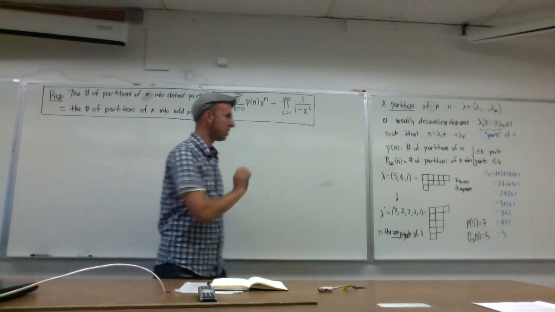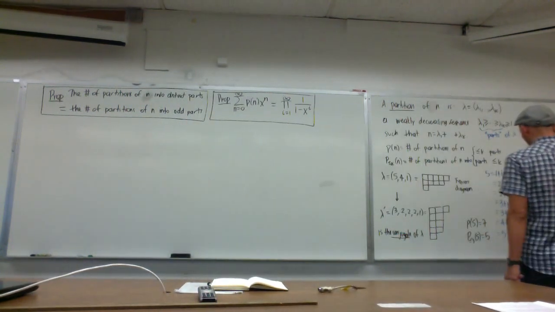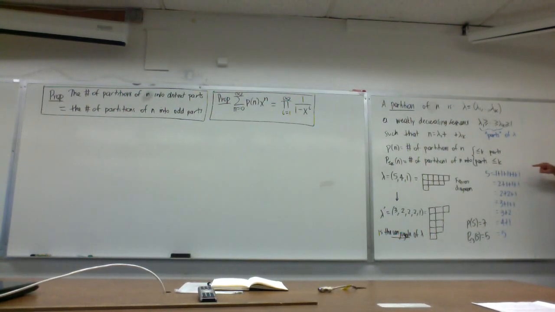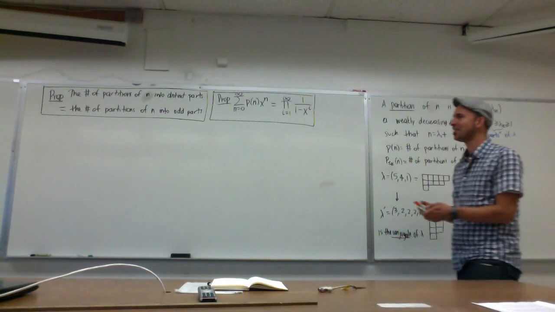So let's do it for 5. Which are the ones into odd parts? This one, and this one. 3. And which are the ones into distinct parts? This one, and this one. 3. So let's prove it.